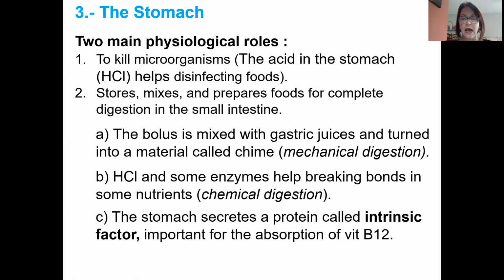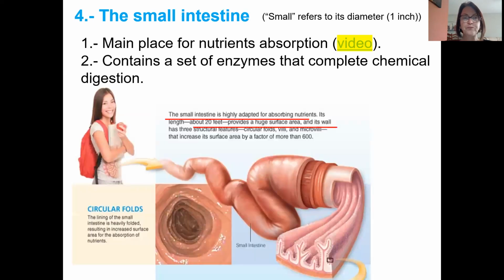Hydrochloric acid in the stomach and some enzymes there will help us to break down some nutrients, particularly important for proteins, or chemical digestion of proteins, that starts here at the stomach. And we will refer to this again in chapter 5. And then also the stomach, as part of the gastric juices, contains a protein, intrinsic factor is the name, that is important for absorption of vitamin B12. And we will mention this intrinsic factor again in the chapters about vitamins.